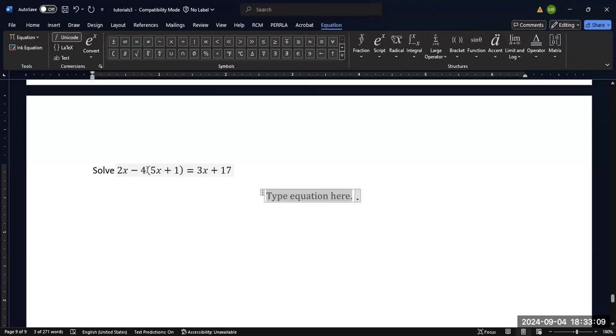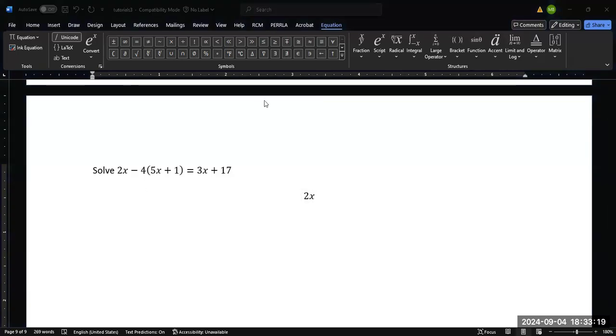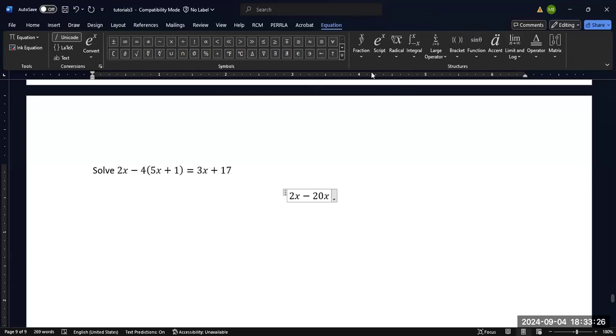So I'm going to distribute this -4. So we start with the 2x, which doesn't change. -4, the negative goes with the constant as we distribute. -4 times 5x is going to give me -20x. And then -4 times +1 is going to give me -4. And then the other side of the equation, the right side doesn't change.